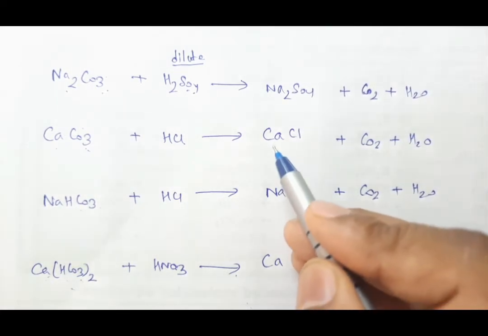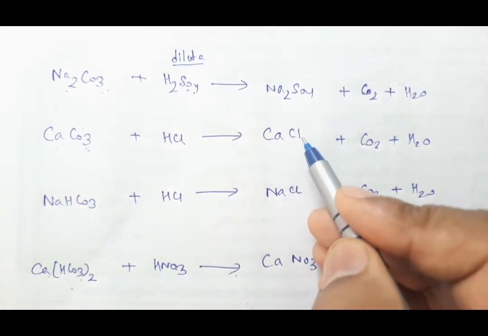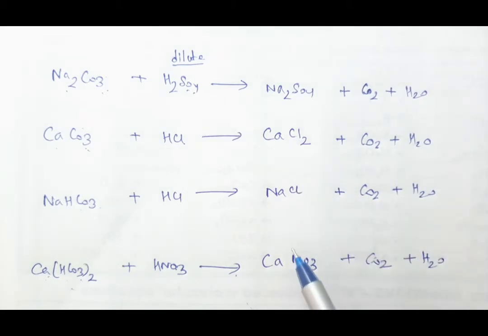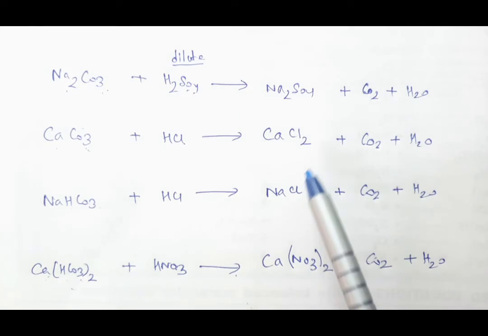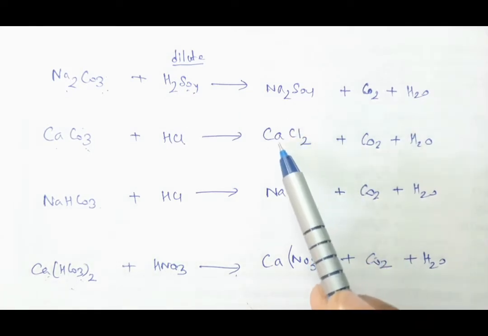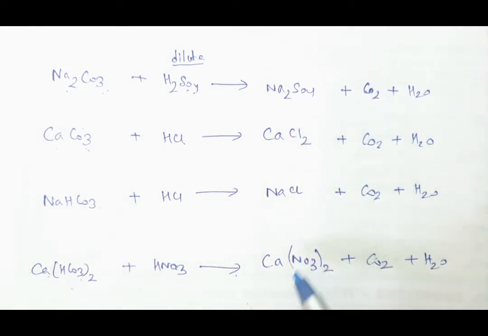Now do remember the valency of calcium is 2, so we write 2 here, because the valency of calcium is 2. Here also the valency of calcium is 2, so we write 2. So these compounds are called sodium sulfate, calcium chloride, sodium chloride and calcium nitrate. You need to practice the way I'm explaining, students. You need to practice in the same way. You can mock this reaction, okay? Now the balancing part.